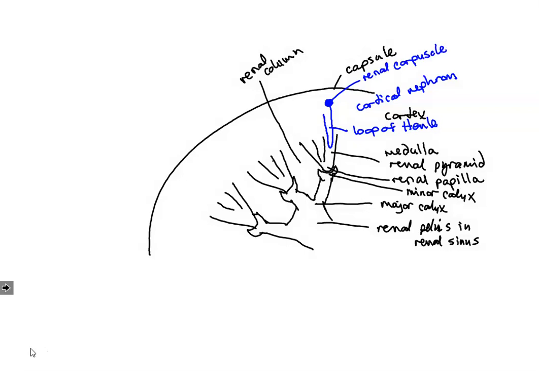The other type are juxtamedullary nephrons, and their loops of Henle go very deep into the renal pyramids. Juxtamedullary. That's a U nephron. The juxtamedullary nephrons are involved with making the urine more concentrated. That's what they specialize in.